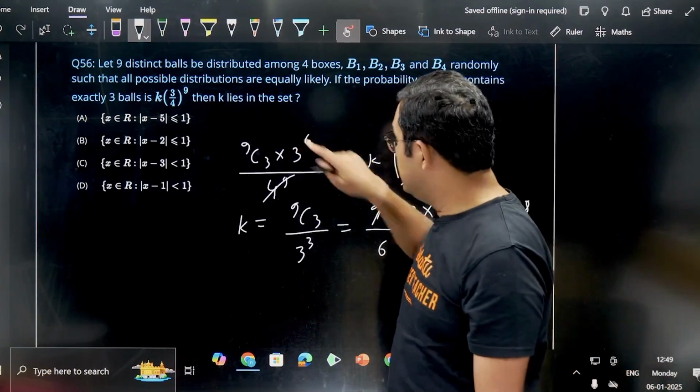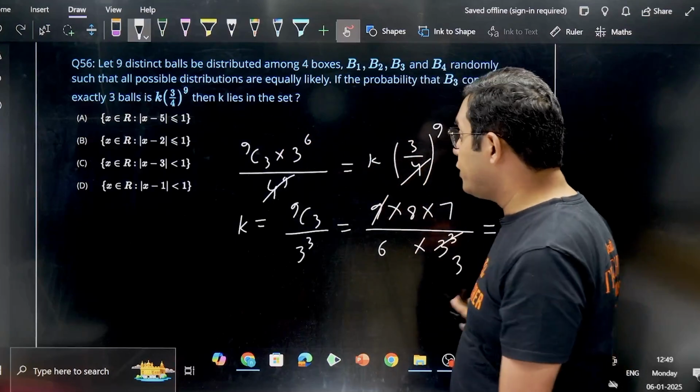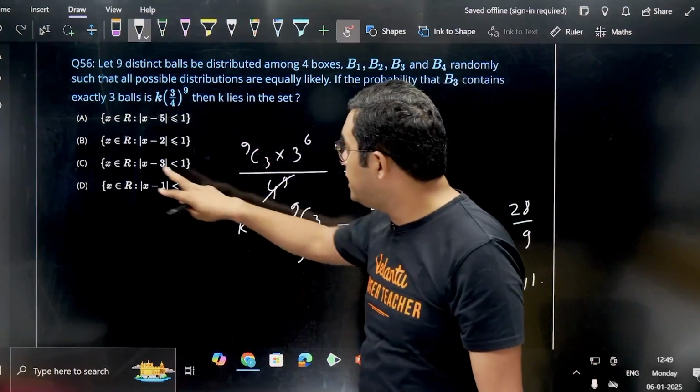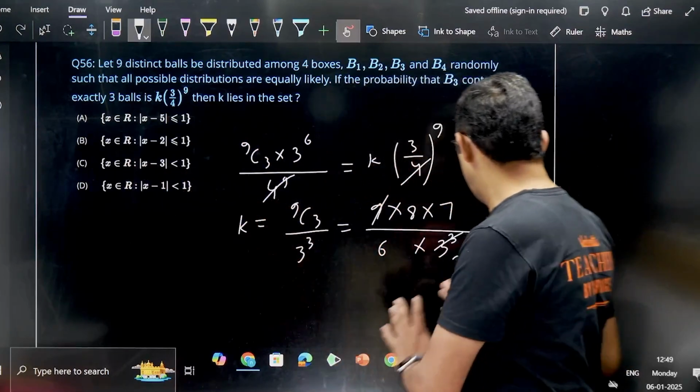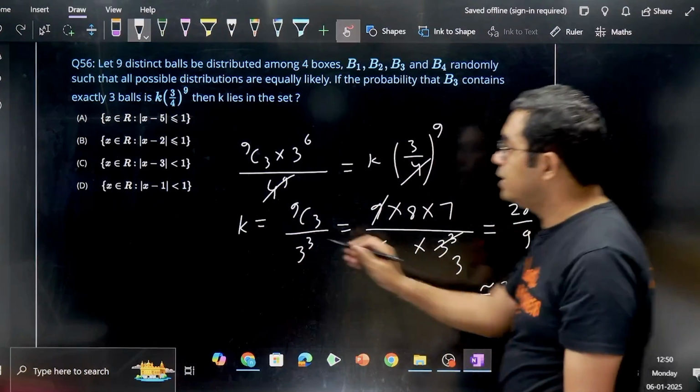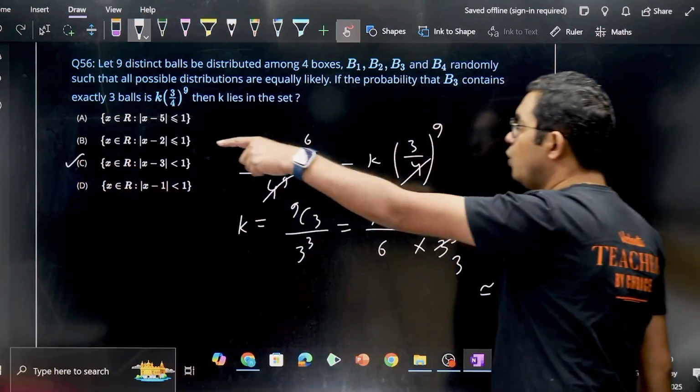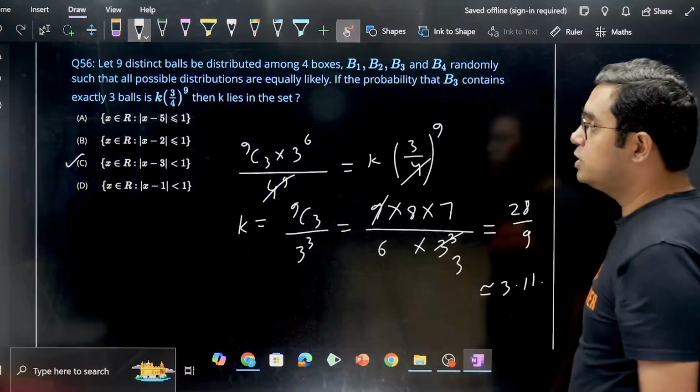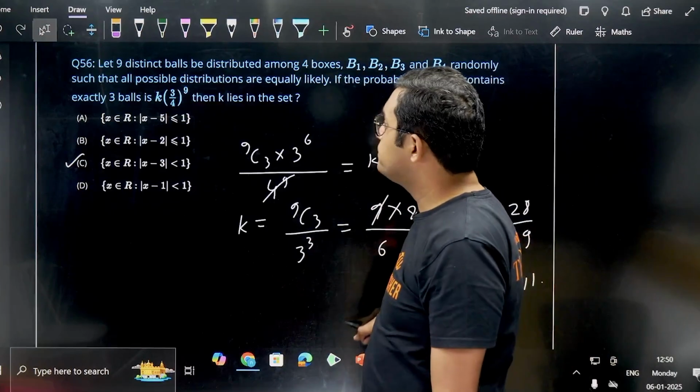So the value of k lies in the set {x belongs to R : |x − 3| < 1}. I think C is the answer. You can check, no other value is satisfying it. So C has to be the answer of this question.